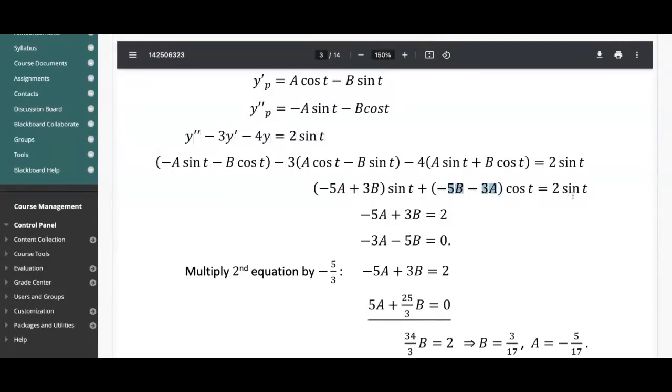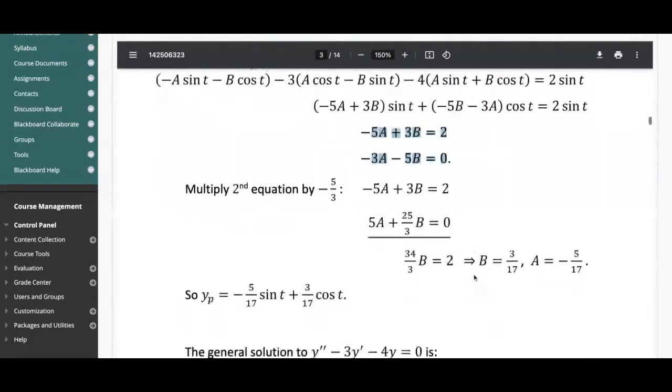And the right-hand side doesn't have a cosine, that means 0. So we have this system of two equations. We solve for a and b. We get a equals negative 5 over 17, b equals 3 over 17. Then we plug back into the particular solution. So a is negative 5 over 17, and b is 3 over 17. So we have this as a particular solution.